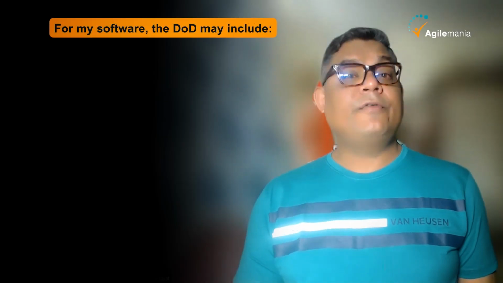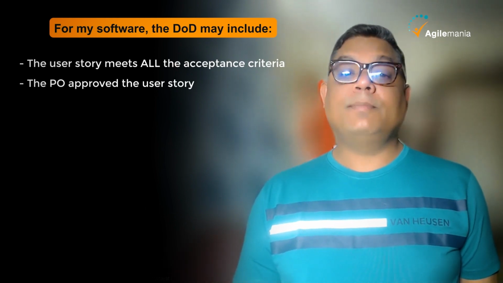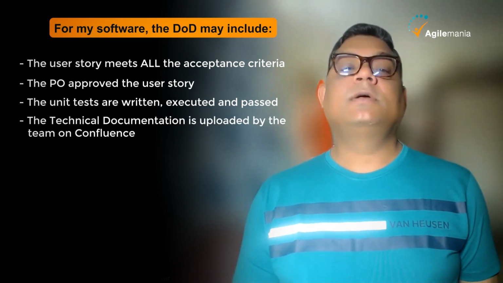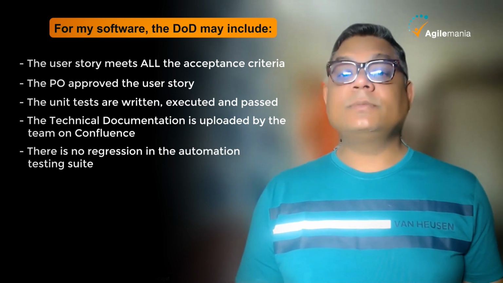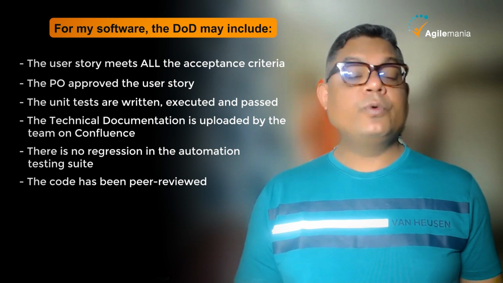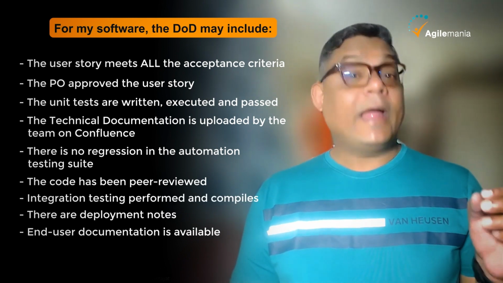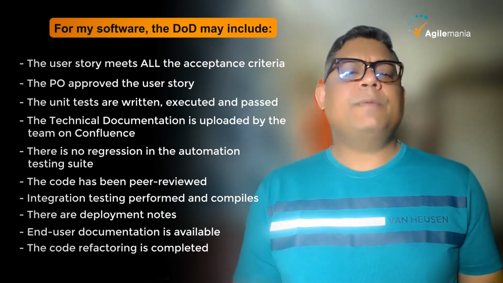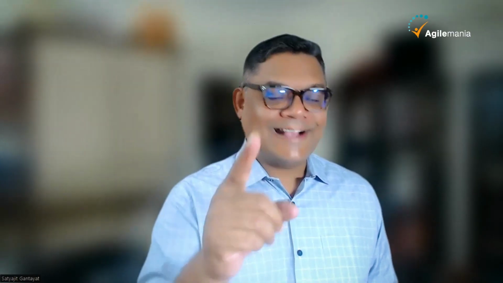For my software, the definition of done may include: the user story meets all the acceptance criteria, the PO approves the user story, unit tests are written, executed, and passed. Technical documentation is uploaded by the team on Confluence. There is no regression in the automation testing suite. The code has been peer reviewed. Integration testing is performed and it compiles. There are deployment notes. End user documentation is available. The code refactoring is completed. So pretty much everything needs to be done in order to ship the product. Exactly. It makes sense now.